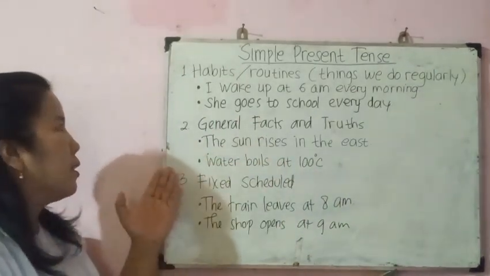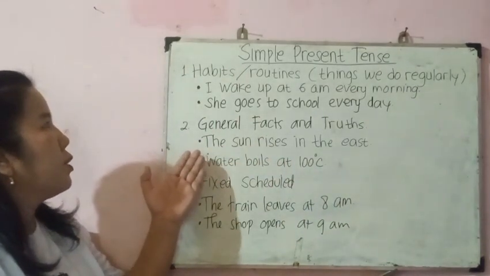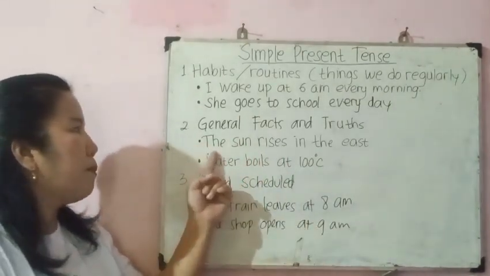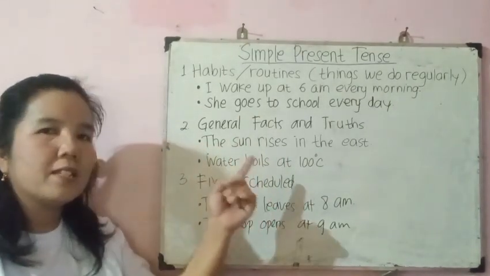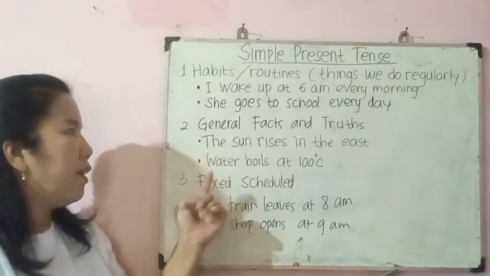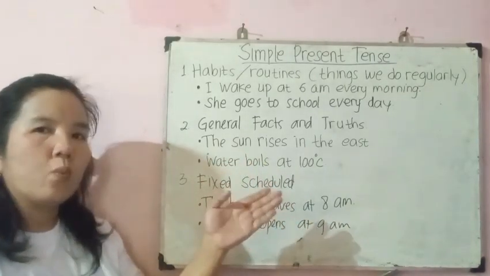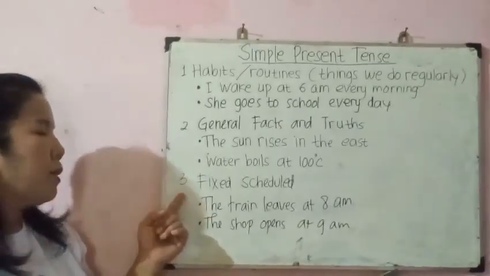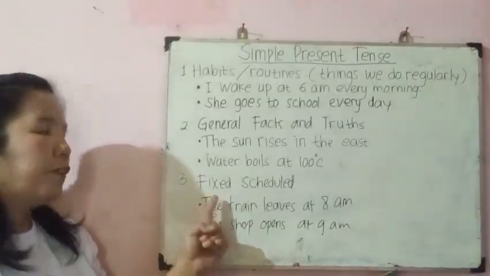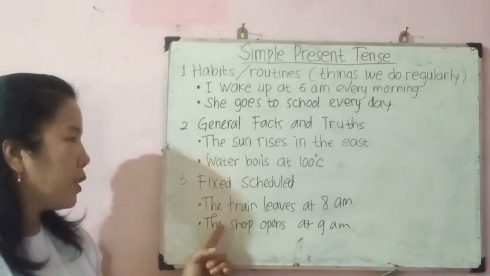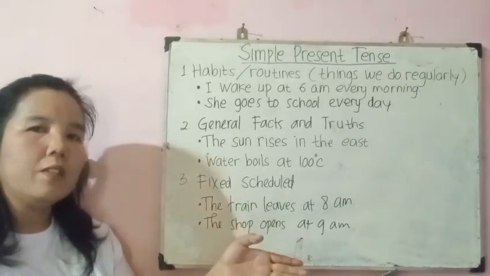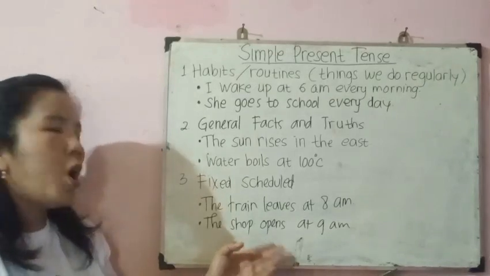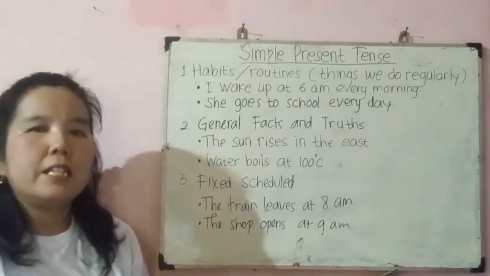Okay, next, the second, we use simple present tense for general facts and truths. Examples: the sun rises in the east and water boils at 100 degrees Celsius. And we use simple present tense to talk about fixed schedules. For example, the train leaves at 8 a.m. and the shop opens at 9 a.m.